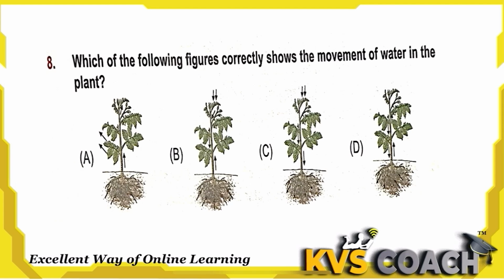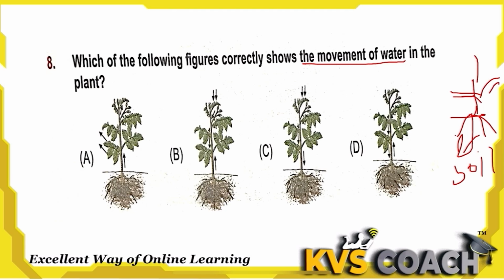Question 8 is, which of the following figures correctly shows the movement of water in the plant? We have to check the movement of water in plants. So listen carefully, kids. Water is absorbed by the root and transferred to the plant. This is the movement of water in a plant. I have told you that our root absorbs water from the soil and transports it to the stem, and the stem transports the water to the leaves and other parts of the plant. So this is the movement. Let's check which picture shows the same movement.